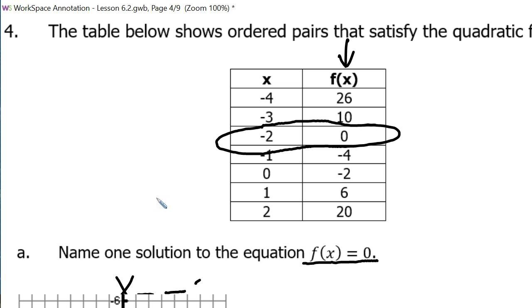Question B, it says in what interval is the other solution found? So they're telling us that was the first solution when y is equal to 0. But they're telling us that there's going to be a second solution in that table. So where is the second 0 in the y column? It's not visible. It's actually disguised. Think about a number line.